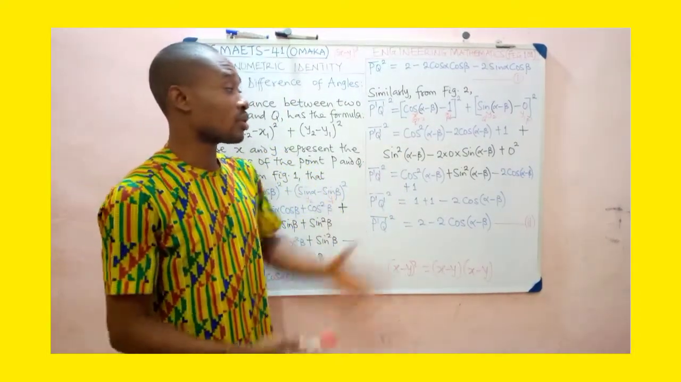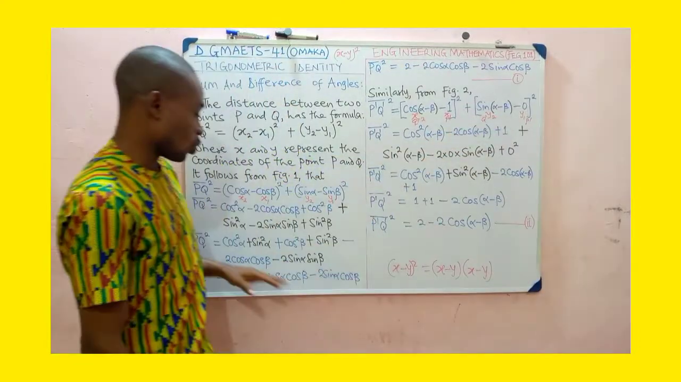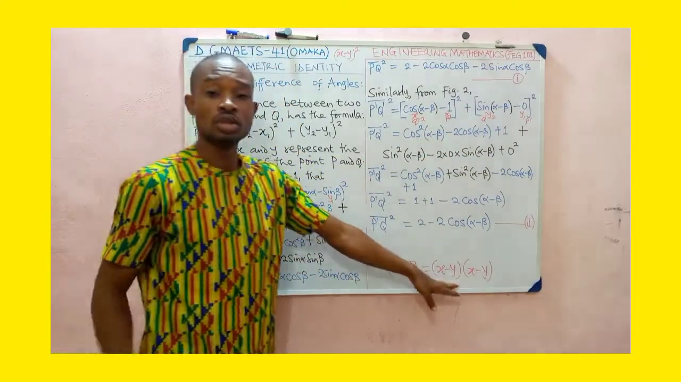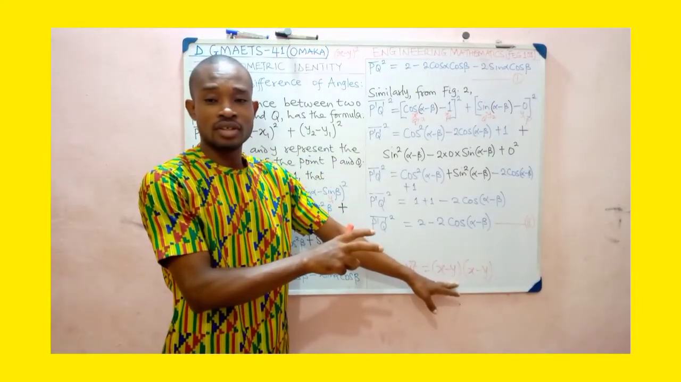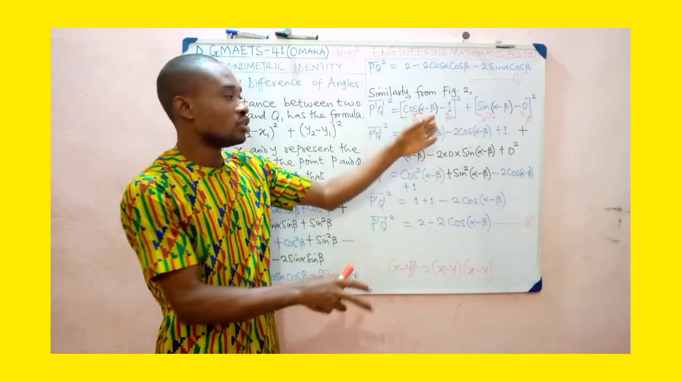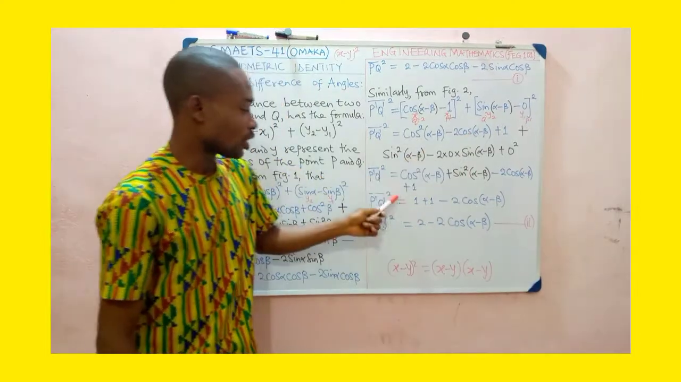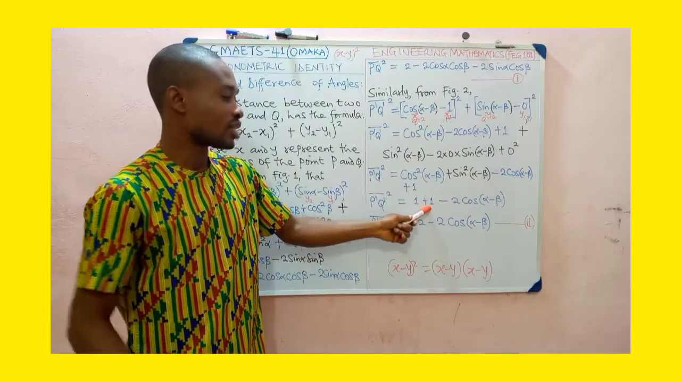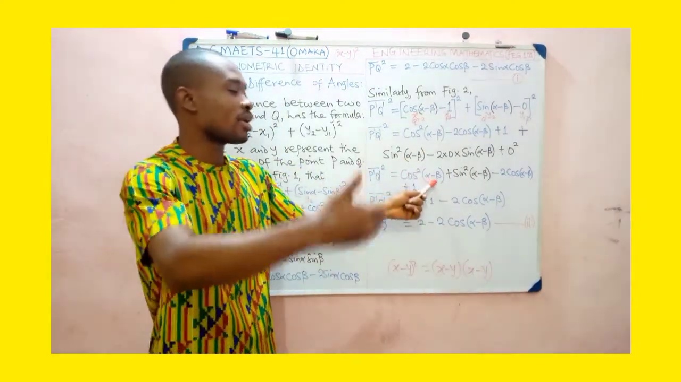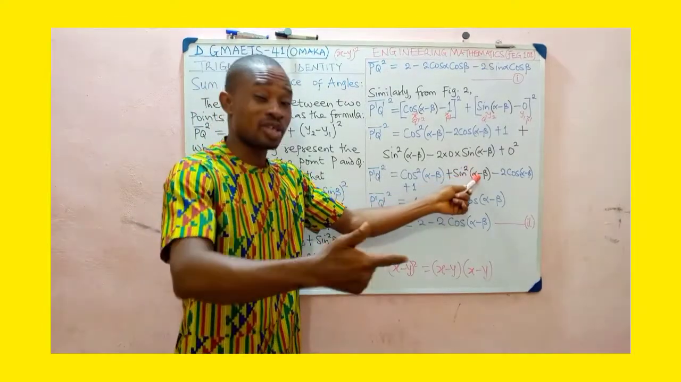So what do we do all in all? Simplify. Expand the bracket like we expanded here. I've given you the link to how you do this expansion, so you can work around that. If you do so, you are going to get 1 plus 1, because at this point you're going to get cos square alpha minus beta plus sine square alpha minus beta.